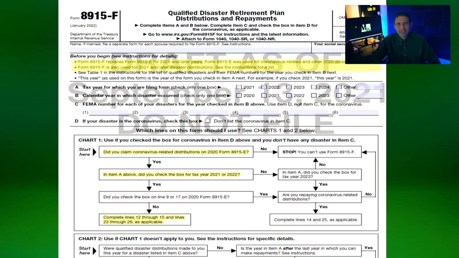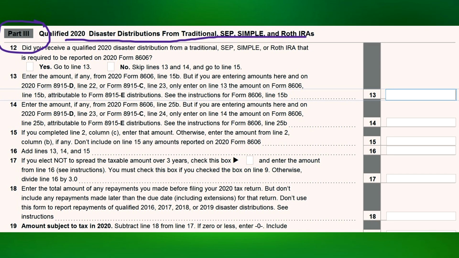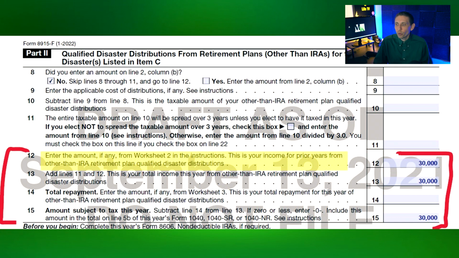So let's continue. If you remember, when you did your 8915-E, there were two possible places to report your distribution. One area of the form was for non-IRA accounts, and the other area was for IRA accounts. You're going to have to look back at what section you used on the 8915-E and apply that same concept on this form. In the example we're looking at, we're going to be completing lines 12 through 15.